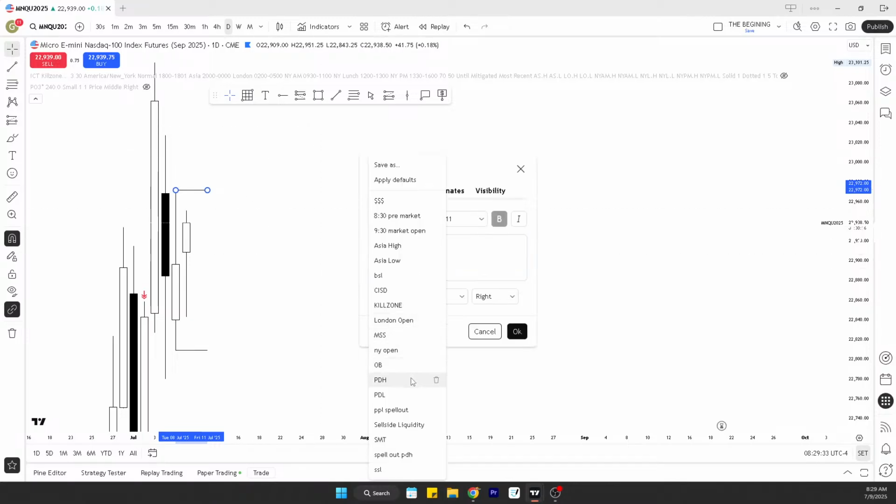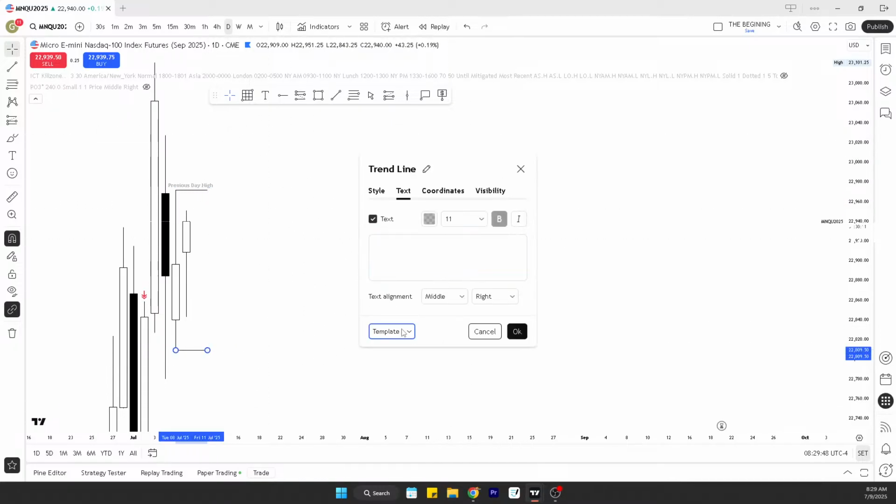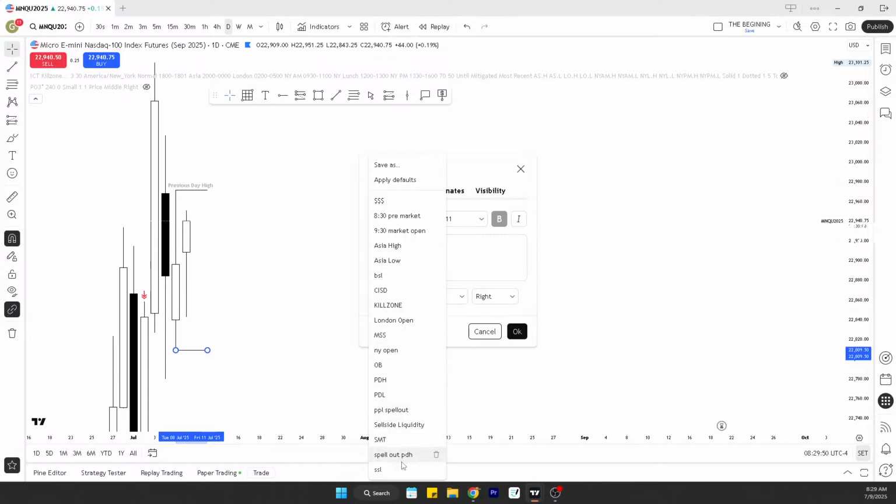Alright, so let's get right to it. Marking off previous daily highs, previous daily lows. 8:30 is the New York pre-market session, so let's mark off our previous daily highs on the daily time frame, previous daily lows on the daily time frame. Previous daily high candle. Okay, so you got previous daily high, previous daily low. Mark it off.